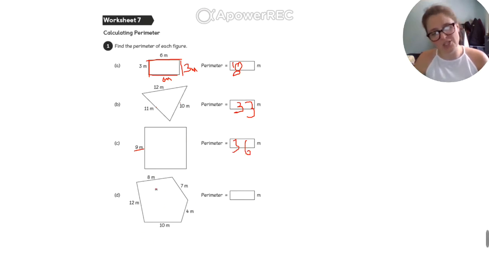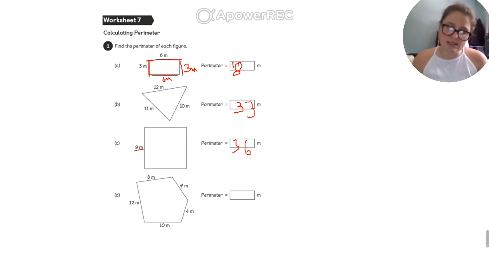Okay, last shape. We have got an irregular, 1, 2, 3, 4, 5, pentagon here. We've got a pentagon where all the sides are not the same size, so it's called an irregular pentagon. And I need to add these together. They've given me all the sides, so I just need to go around and add them.